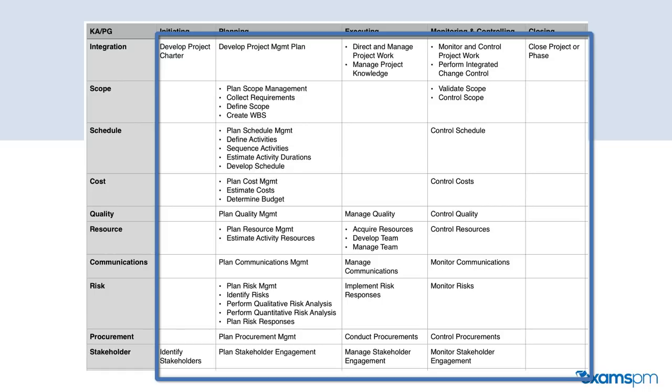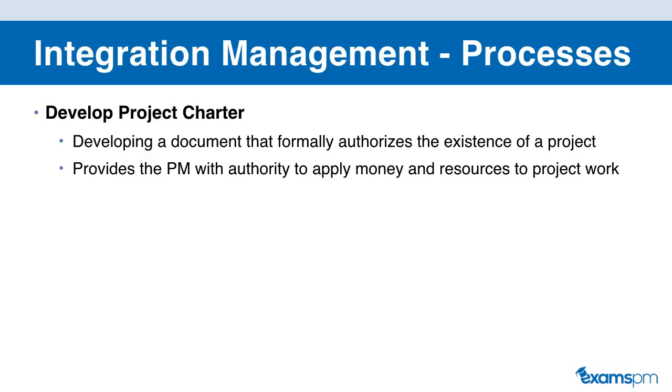Let's now dive right into the 49 processes, starting with all of the processes in integration management. The first process in integration management is develop project charter. This is the process where you are developing a document that formally authorizes the existence of the project. So this is when the project gets formally approved. And this is also when the project manager gets the authority to apply the organization's money and resources in order to complete the project work.